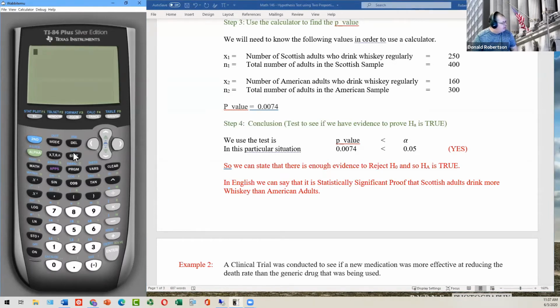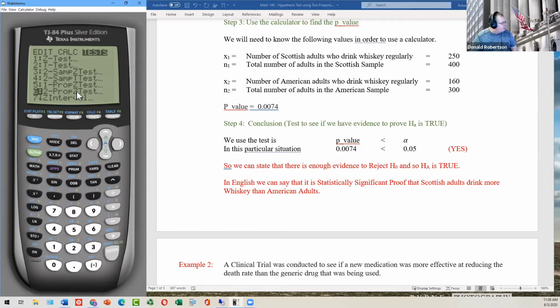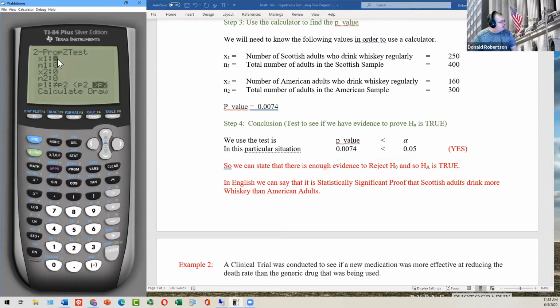So here goes. Hit the start button again. Move over to tests. And you see number 6. We were using number 5 earlier today. Now we're going to do number 6. We are going to do a 2 proportion hypothesis test. I'm going to enter. And it's asking me for these numbers here. So how many Scotsmen drink whiskey? 250. How big was the sample? There were 400 of them. How many Americans drink whiskey? 160. What was the size? 300.